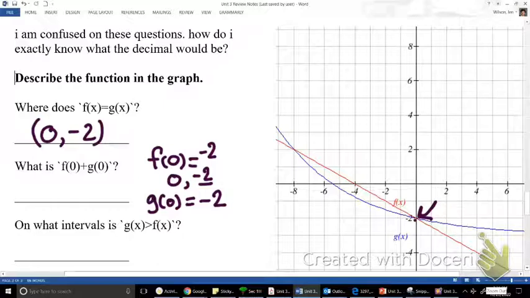So -2 plus -2 is -4. So we're looking at f of 0 is -2, g of 0 is -2. We're adding them and we get -4.